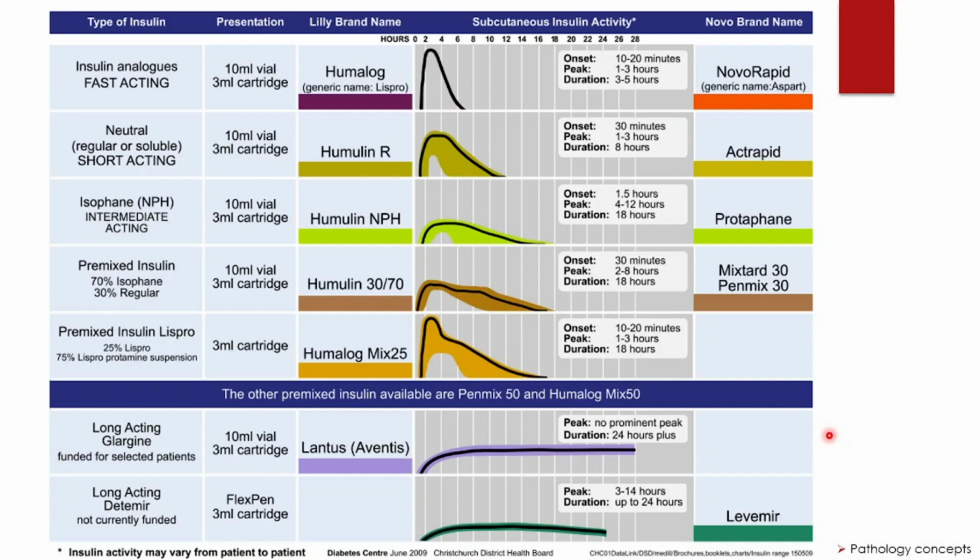diabetes. This table shows the type of insulin and its activity during the whole day. The most commonly used insulin regime is pre-mixed insulin containing 70% isophane and 30% regular insulin, which is acting up to 18 hours.